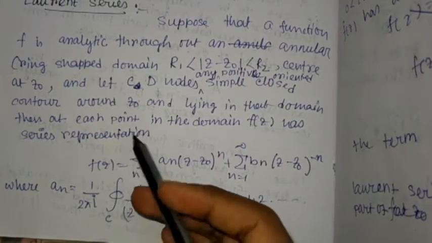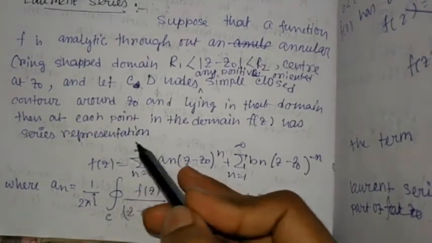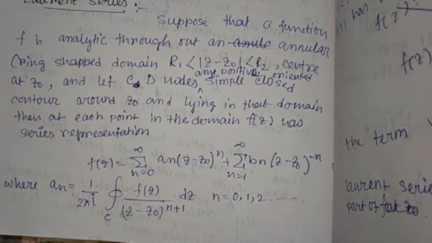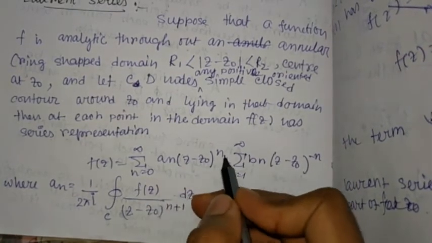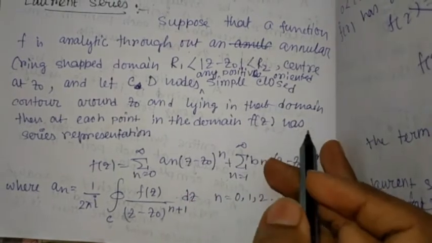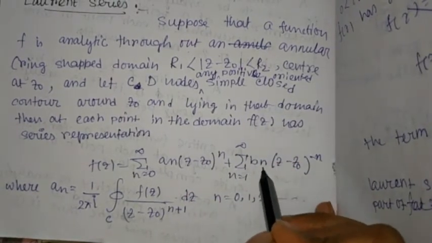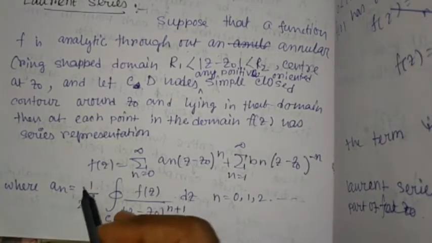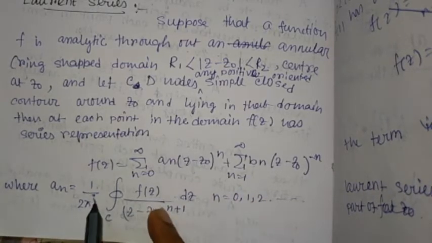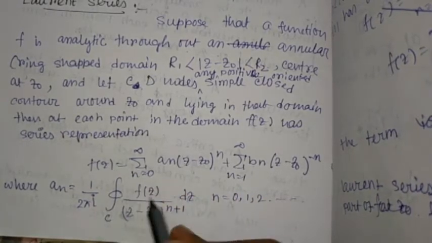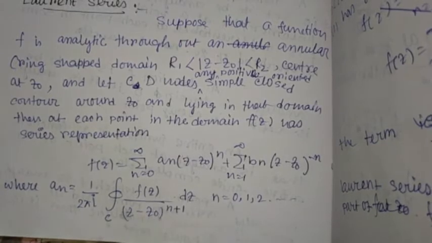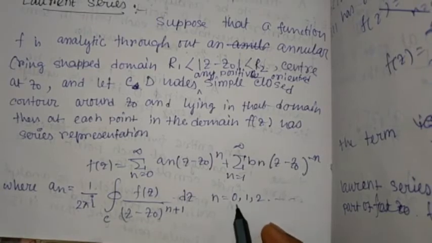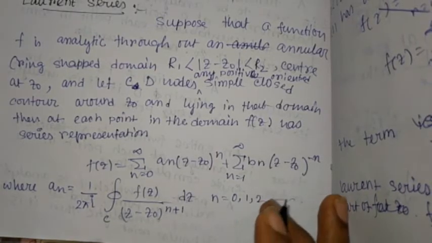f(z) is the summation of n equals 0 to infinity of an (z - z0)^n plus the summation of n equals 1 to infinity of bn (z - z0)^(-n), where an is 1 by 2 pi i times the closed integral of f(z) divided by (z - z0)^(n+1) dz, where n equals 0, 1, 2, and so on.